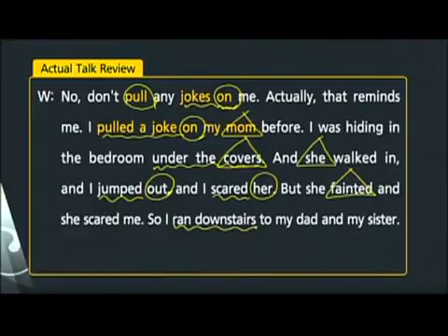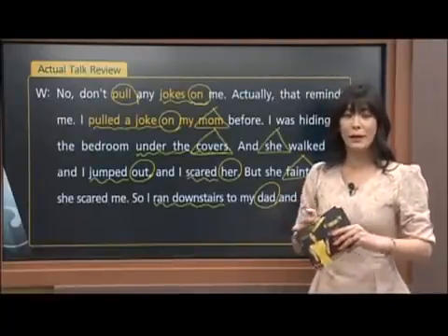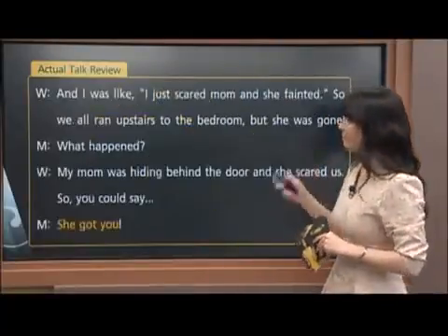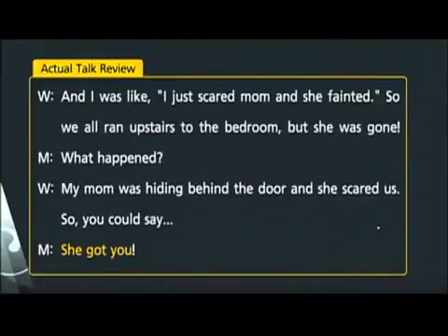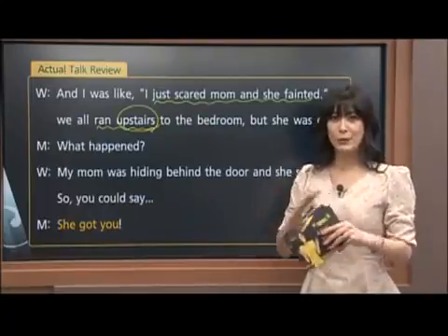So I ran downstairs to my dad and my sister. So obviously we know she was trying to trick her mother, scare her, but then she got scared because her mother fainted. Now what happened? And she says, and I was like, I just scared mom and she fainted. So this is what she said to her dad and sister. So we all ran upstairs. Remember, she ran downstairs to her dad and sister, but they all ran upstairs to the bedroom. But she was gone, meaning her mother was gone. Her mother fainted, but suddenly when they returned to the room, she was nowhere to be found.